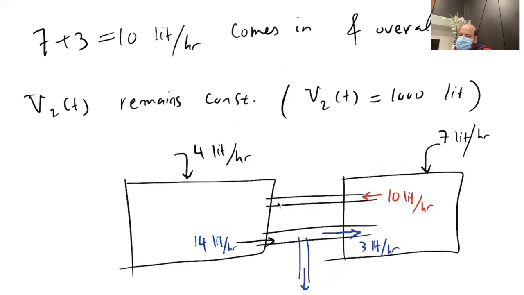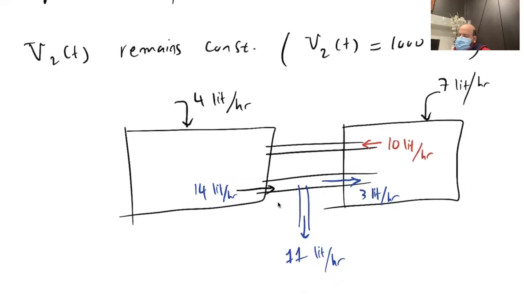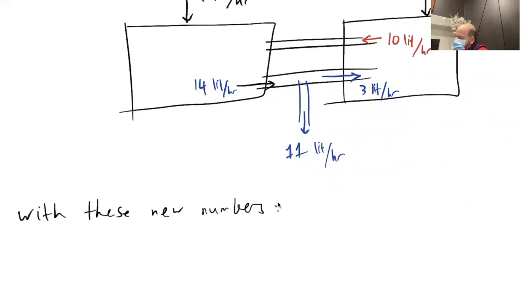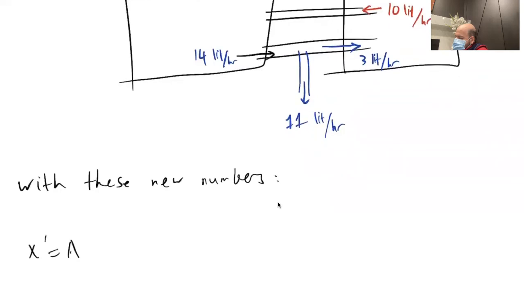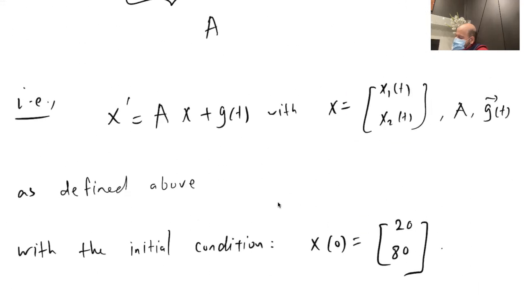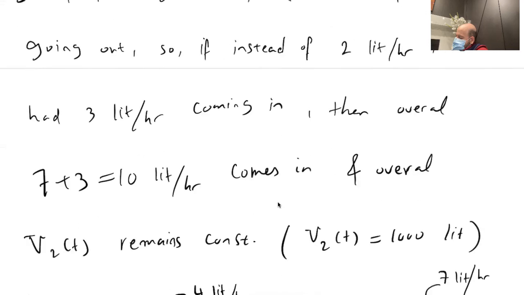So with the new numbers, the system will be x prime equals ax plus g of t, with x of 0 still the same as before. What was x of 0? X of 0 was 20 and 80.